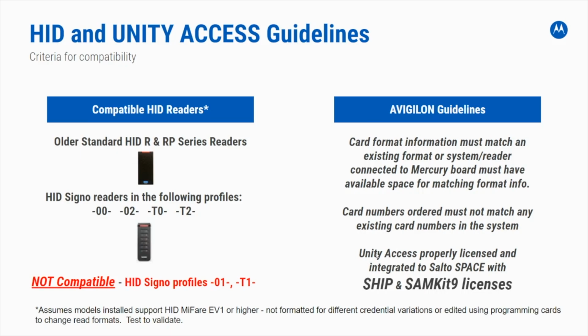And this also assumes that you have Unity Access properly licensed, connected to Salto Space. You have the SHIP integration license from Salto connected over. And again, that SAMKit 9 license must be in place.